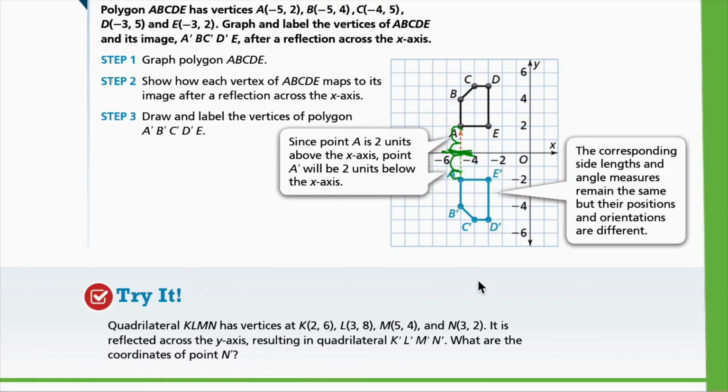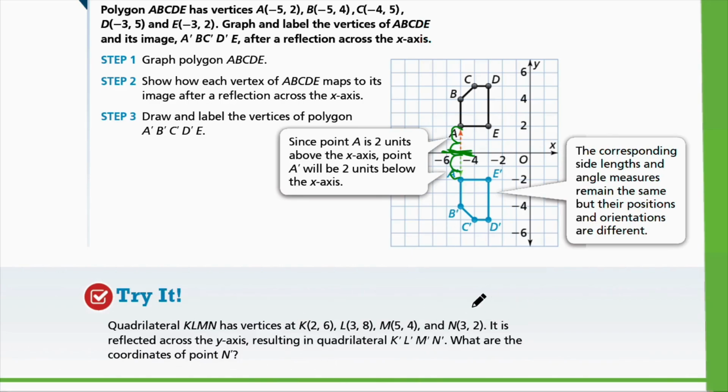Let's look at Try It. Quadrilateral KLMN has vertices at K(2, 6), L(3, 8), M(5, 4), and N(3, 2). It is reflected across the y-axis, resulting in quadrilateral K'L'M'N'. What are the coordinates of the point and image? So this is the y-axis. Instead of the x-axis, you are reflecting across the y-axis, which is going to be reflected on the opposite side of the y-axis, which is going to be on the right side, right?